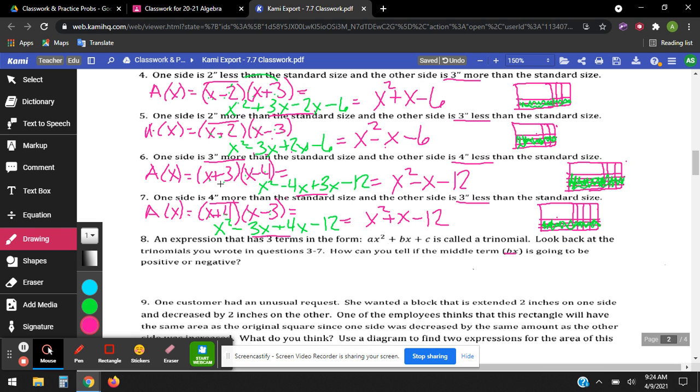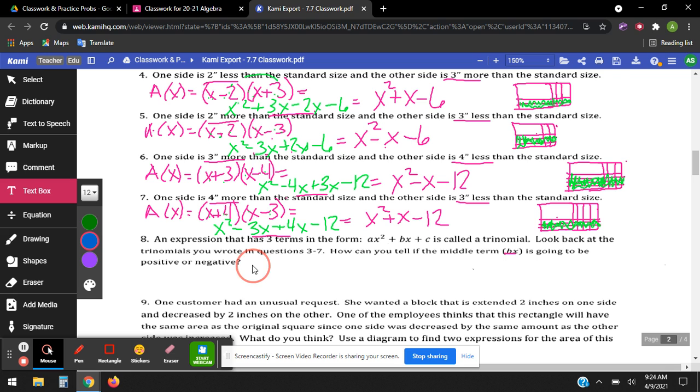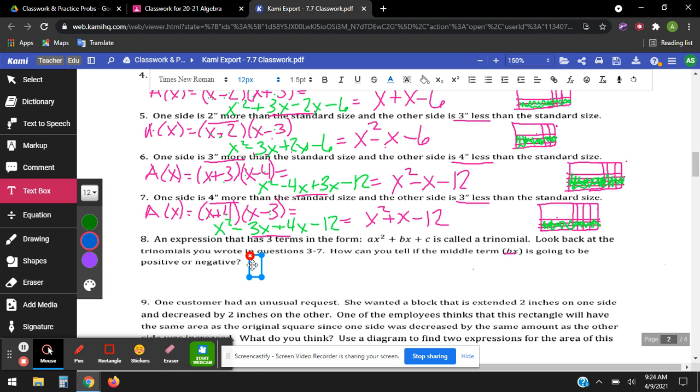So what I'm seeing there is when I'm adding more than I'm taking away, I end up with a positive. If I'm taking away more than I'm adding, I end up with a negative. So let's write that here. B will be negative if you're subtracting from one side.